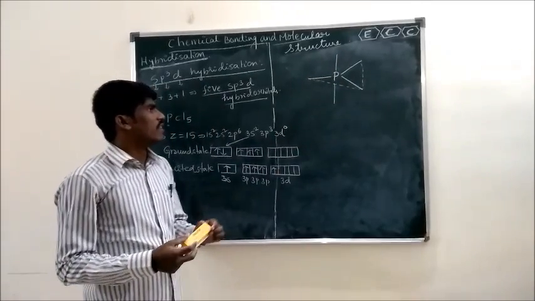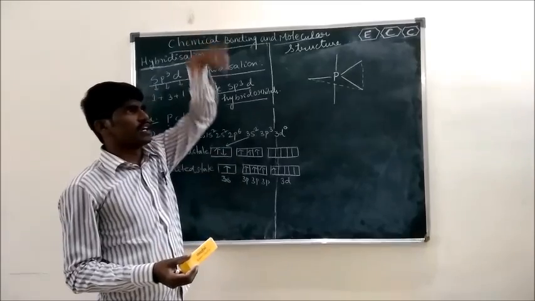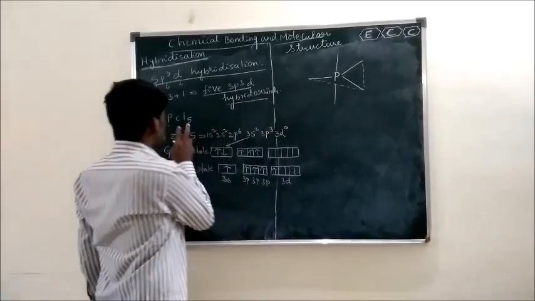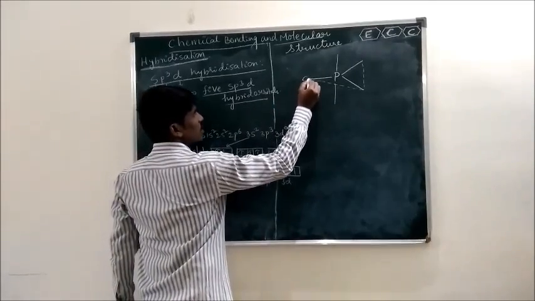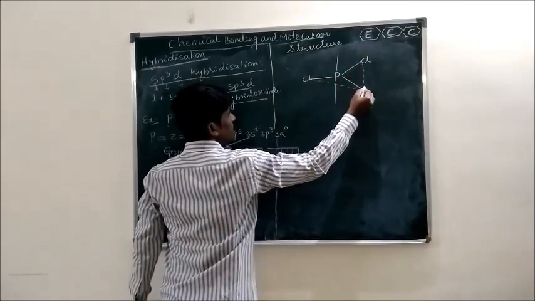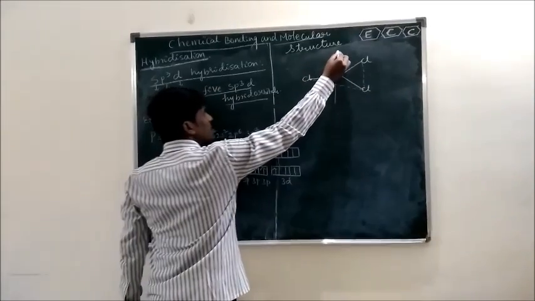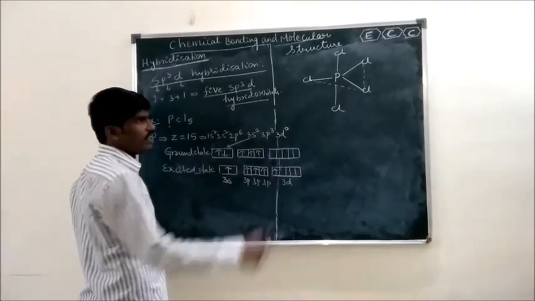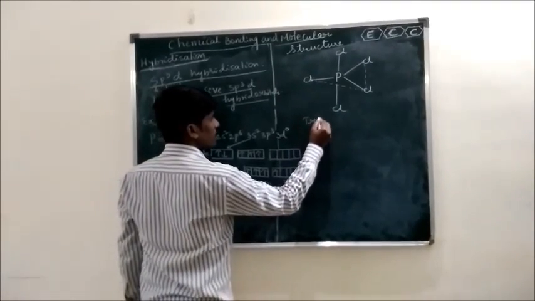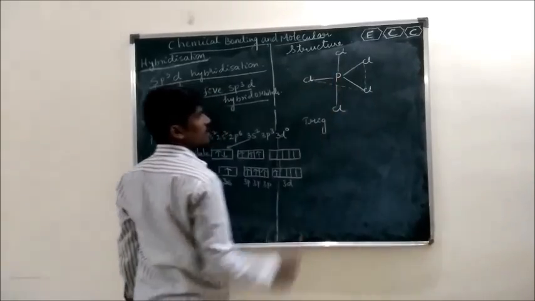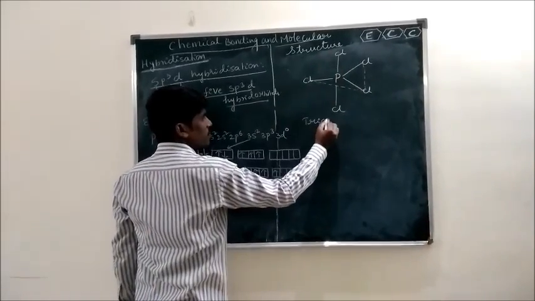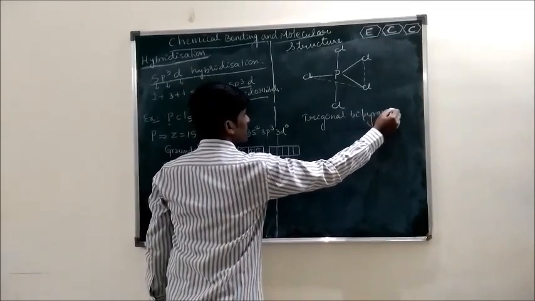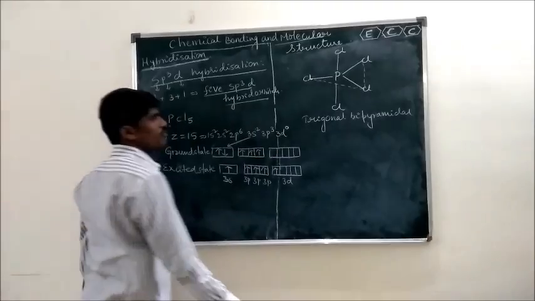If you observe here, there are pyramidal in the sense one is above the axis and another one is below the axis. Now here 5 chlorine atoms are there, in which 3 chlorine atoms can be arranged in a trigonal planar, and remaining 2 chlorine atoms, one is above the axis and another one is below the axis. It gives a shape called trigonal bipyramidal. Trigonal bipyramidal arrangement it will form.